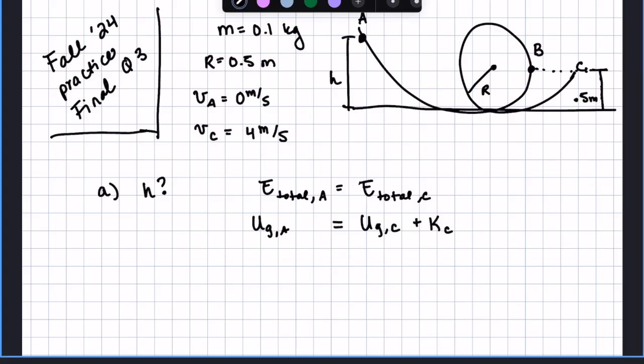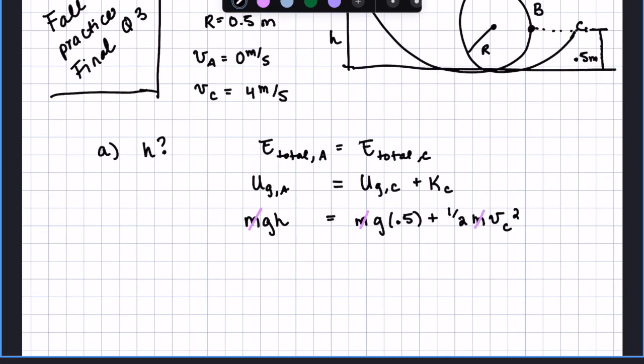then I could put in mass times g times h is equal to mass times g, and I'll just put in that 0.5, plus 1/2 m vC squared. Since I didn't have a variable that I used for that height at C, I just plugged in the 0.5. But we can cancel out an m from everything. And then otherwise, I do just want my h by itself, so I could do that by dividing everything by g.